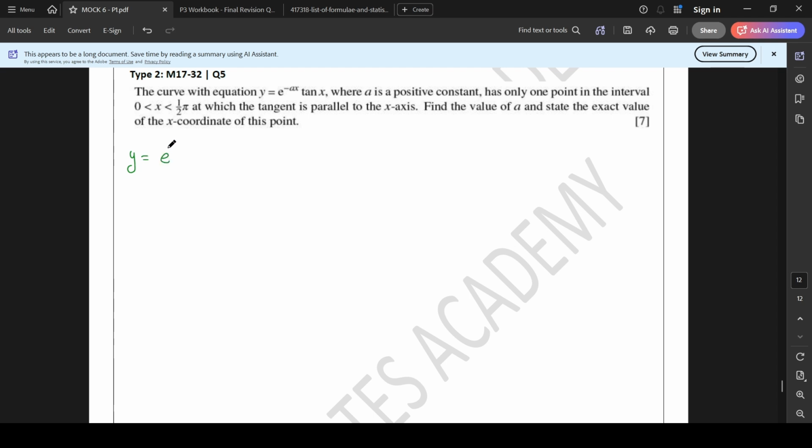y is equal to e to the power of minus ax, multiplied with tan x. Now, if you differentiate this, dy/dx, with the help of the product rule, what is the product rule? If we have uv that we are trying to differentiate, you differentiate the first function and keep the second function as it is, then add the differentiation of the second function by keeping the first function as it is. So if I apply this rule over here, let me just highlight it on the side.